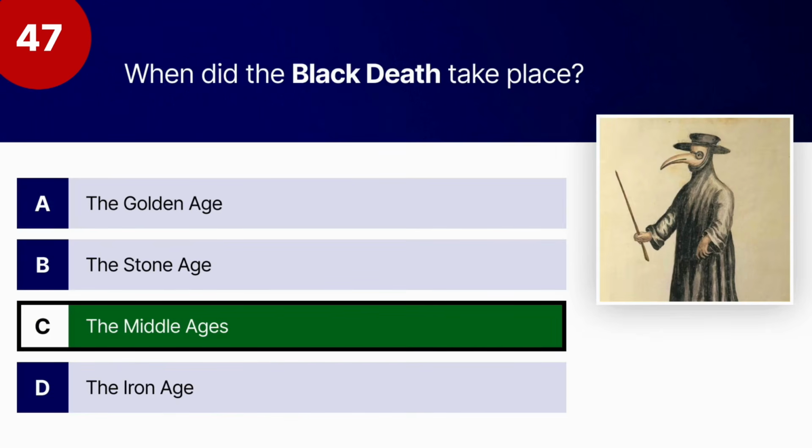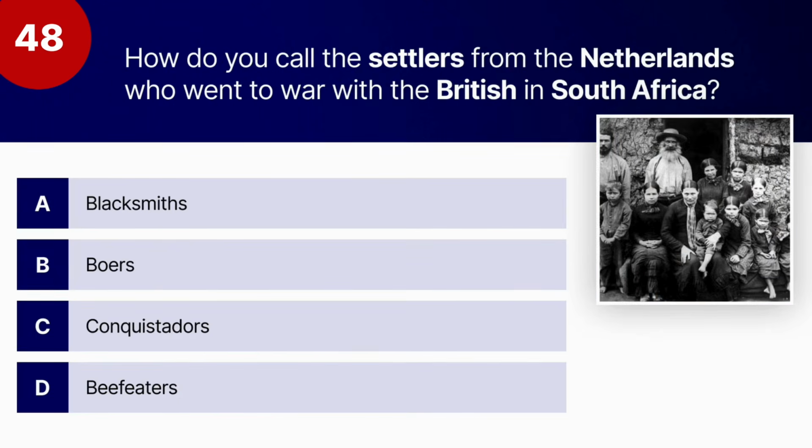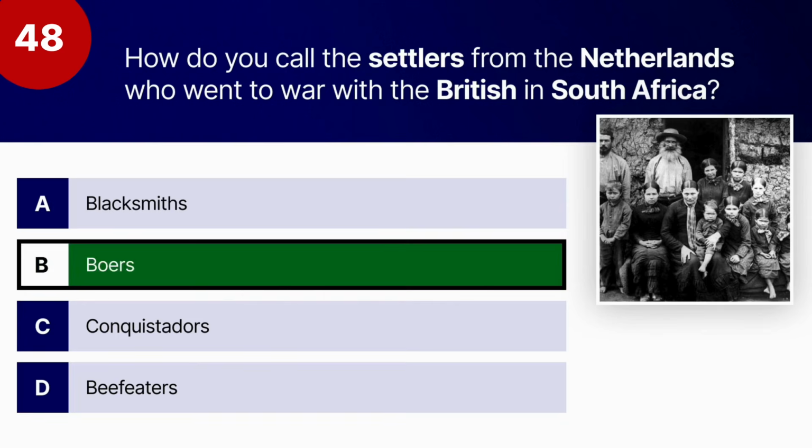How do you call the settlers from the Netherlands who went to war with the British in South Africa? A. Blacksmiths, B. Boers, C. Conquistadors, D. Beef eaters. The answer is B. Boers.